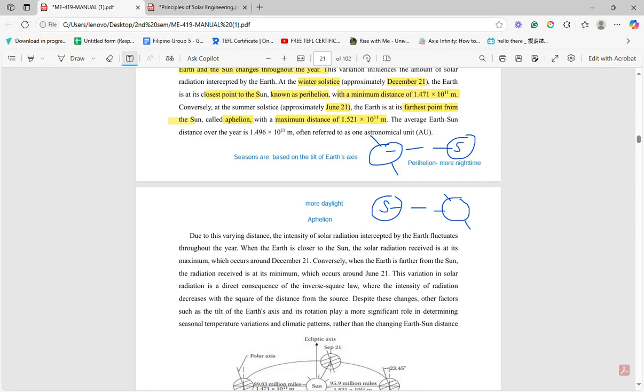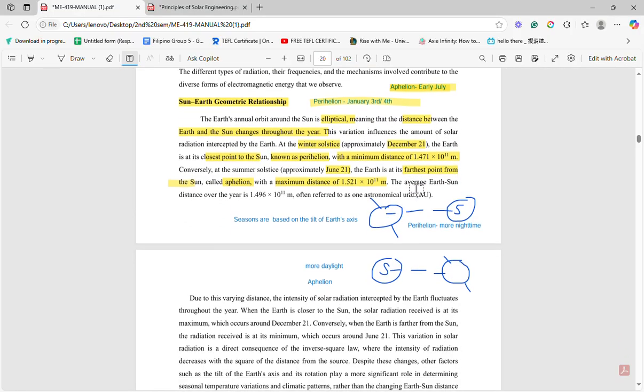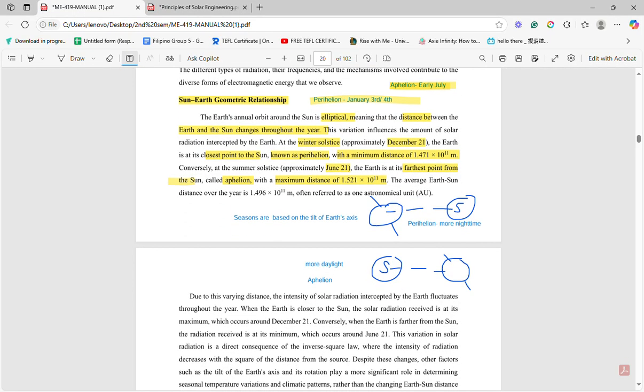more energy during perihelion. Sorry, I'm getting lost. So in perihelion on January 3rd and 4th, based on studies, it really can harvest 7% more solar energy than in aphelion, which is the summer solstice.